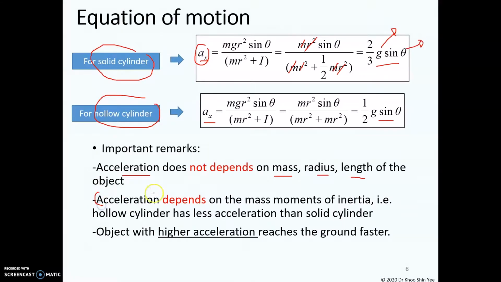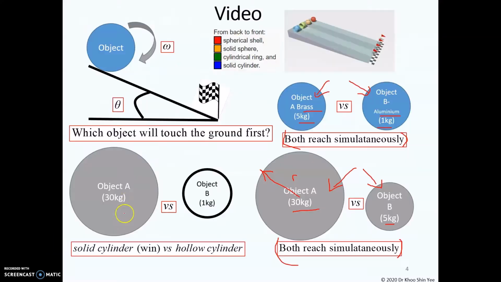The acceleration depends on the mass moment of inertia, where we can see for the hollow cylinder here, the mass moment of inertia is higher. Therefore, the acceleration is lower compared to the solid cylinder here. So the object with higher acceleration will reach the ground faster. This is the reason why the solid cylinder here will reach the ground faster than the hollow cylinder here.